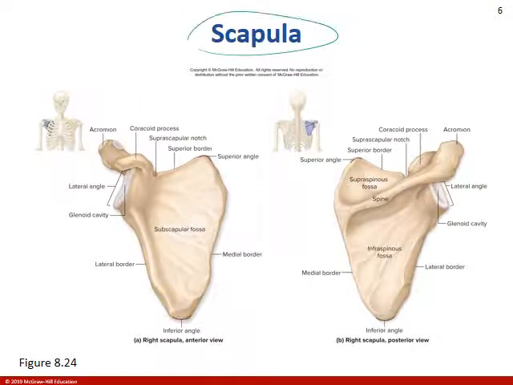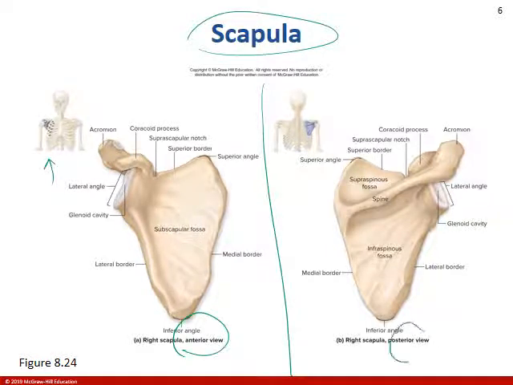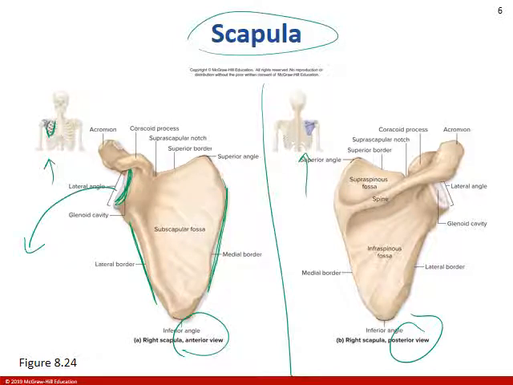Now we move on to the scapula. We can divide this image in half. We have an anterior view, so a front view, and we have a posterior view, a back view. We can see that there is a medial border and there's a lateral border. So here we can see that the medial border is more towards the middle and the lateral border is more towards the outside. We also have the glenoid cavity, and that's going to be the articulation point for the humerus here.